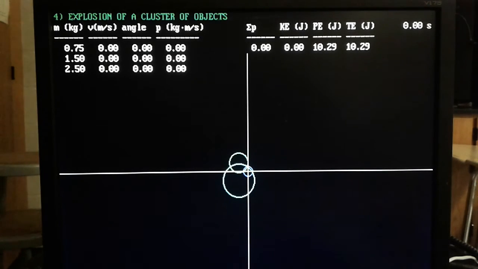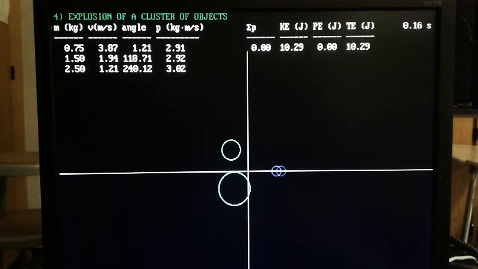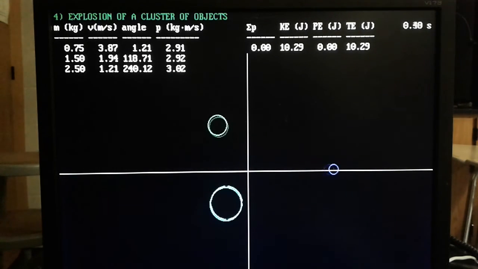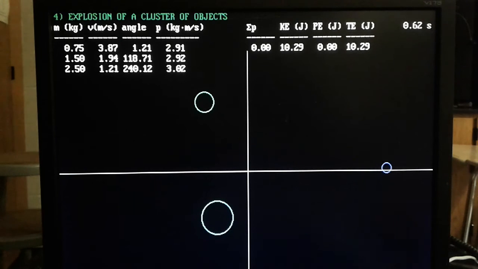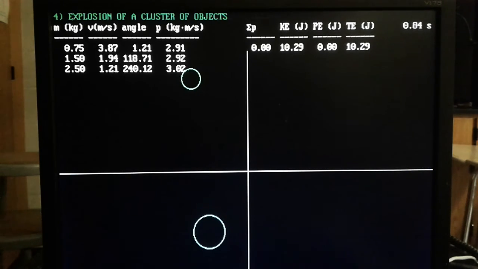Now look, right now we have potential energy of 10.29 joules. After the explosion, we have a kinetic energy of 10.29. The total energy remained the same.